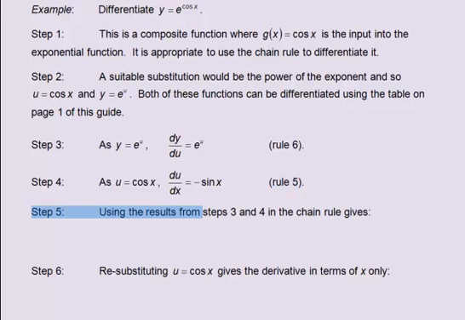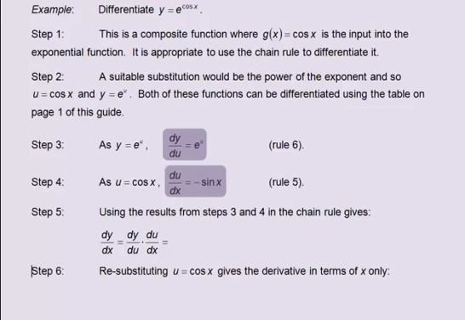Step 5. Using the results from steps 3 and 4 in the chain rule gives dy by dx equals dy by du from step 3 multiplied by du by dx from step 4, which equals e to the u multiplied by minus sin x. Step 6.